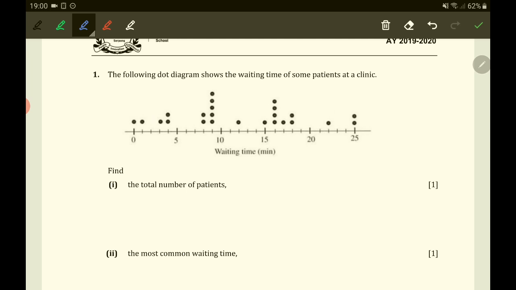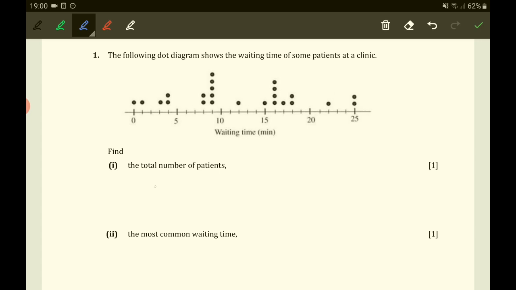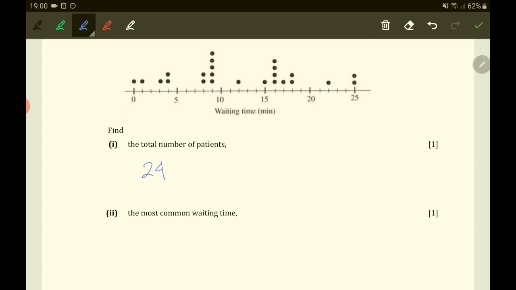Okay, the first question is find the total number of patients. So this is very easy. You just need to count how many total dots are on the diagram. So after I count, I got 24. 24 patients, yeah? That's very easy.